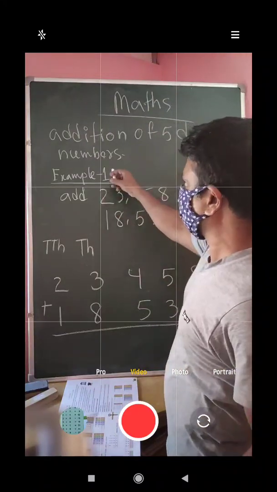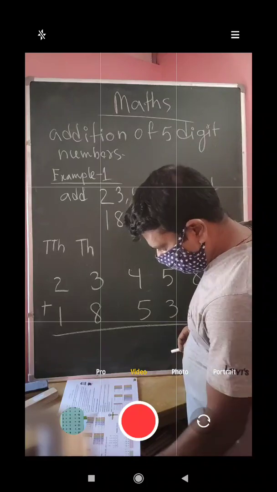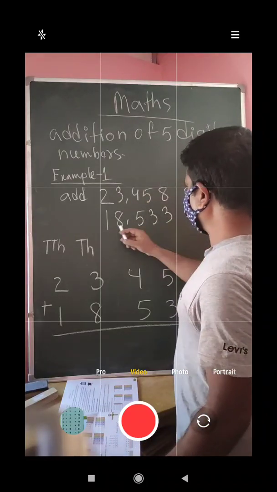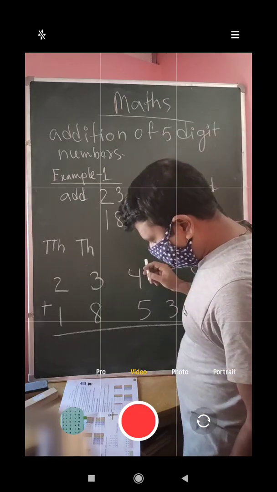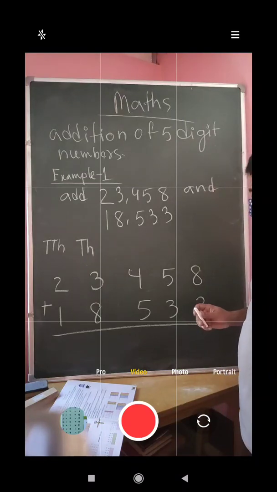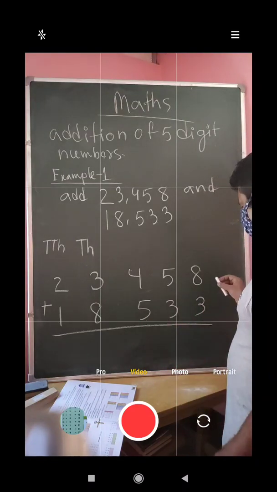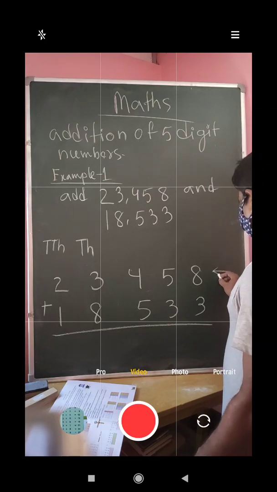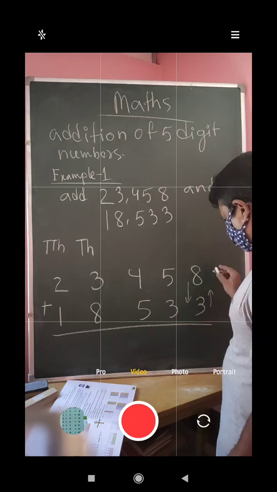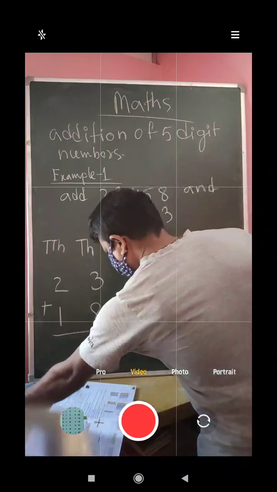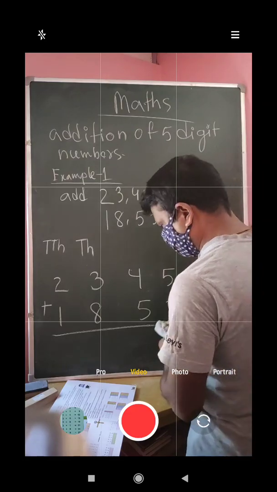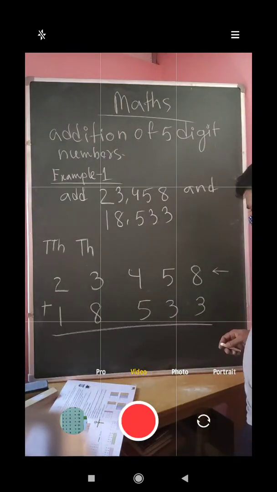Now we will see example number 1, which is given here: 23458 and 18533. So we'll have to add these. Let us start with this. Whenever we do any addition, or any calculation, you have to start from the right side, and you can do the addition either from this side or from this side, any way you can do. Normally you do it from upside. Why, that also I will tell you.